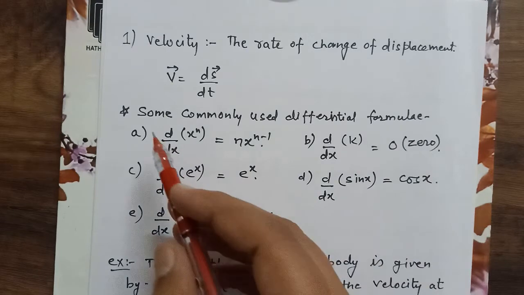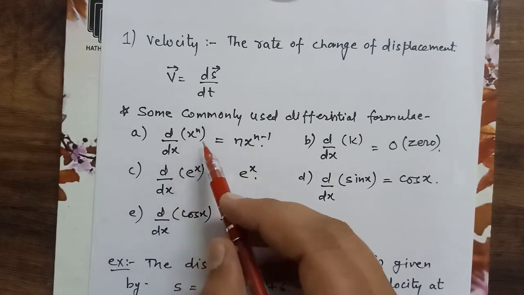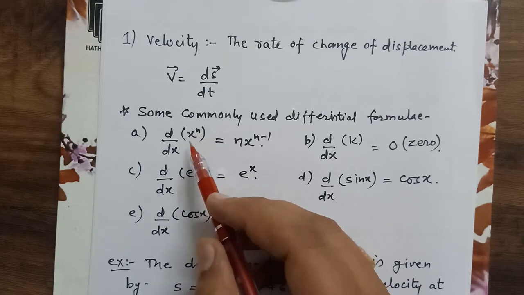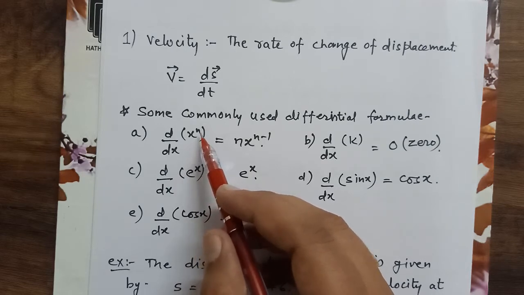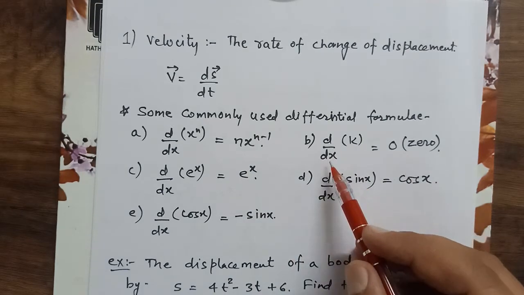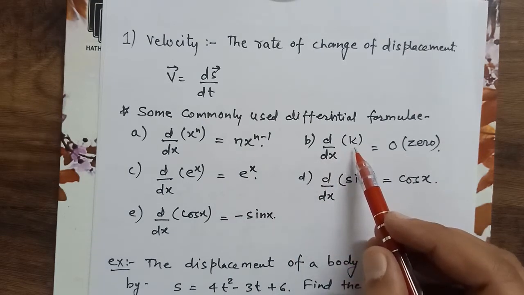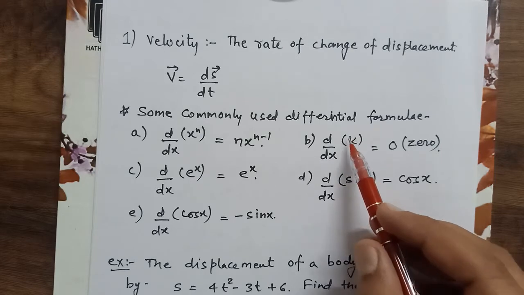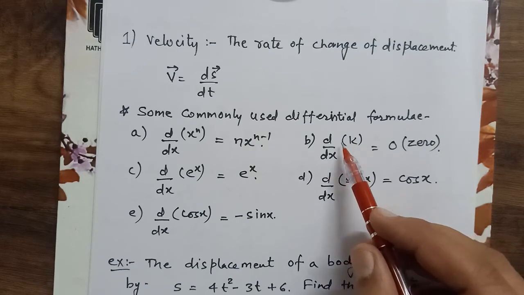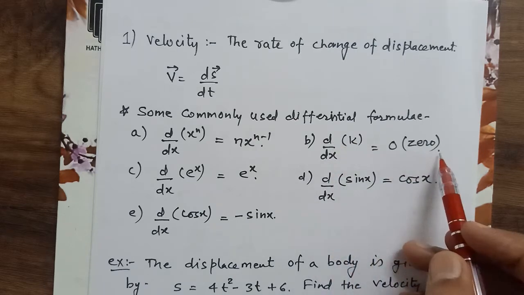Here we are discussing some commonly used differential formulas. The first one is d by dx of x to the power n. You can see that this is a function of x, so differentiation will also be with respect to x. The differentiation of x to the power n is n times x to the power n minus 1. The next one is k, which is a constant. It means the function is not depending upon x, so that function is a constant, and the differentiation of a constant will be 0.